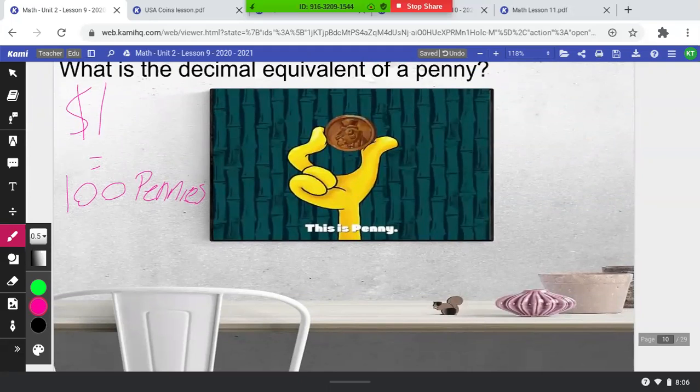So if I have 1 penny, that's 1 out of 100 that I need to make $1. That's 1/100th. The dollar form, so if you buy something that's worth 1 penny on the receipt, you're going to see this.